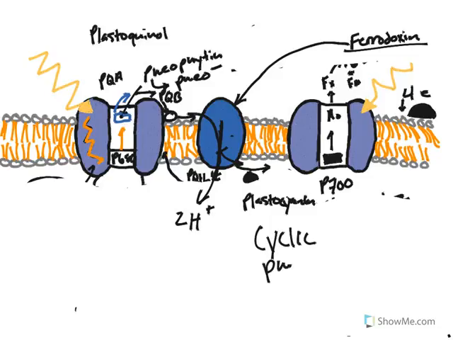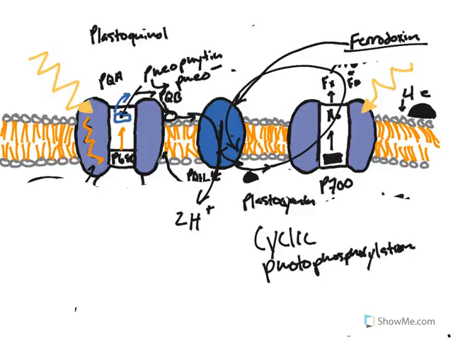So this is referred to as cyclic photophosphorylation. Our earlier process was referred to as non-cyclic photophosphorylation. That was linear. But now we want to go in a cycle between ferredoxin and cytochrome b6f.